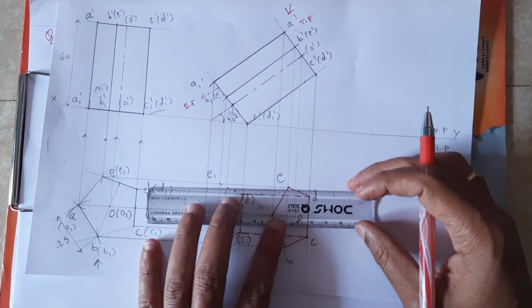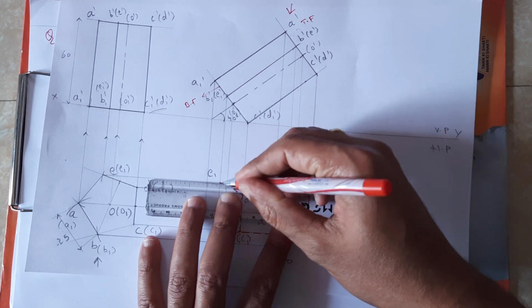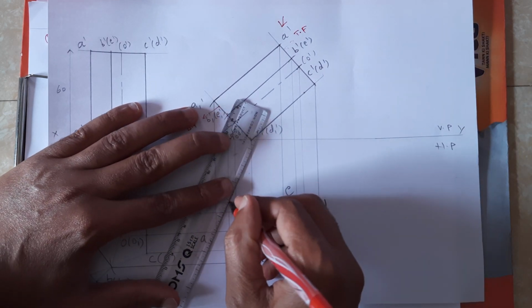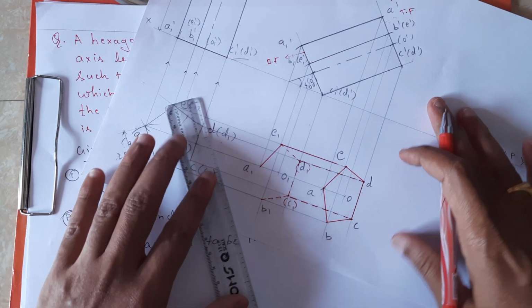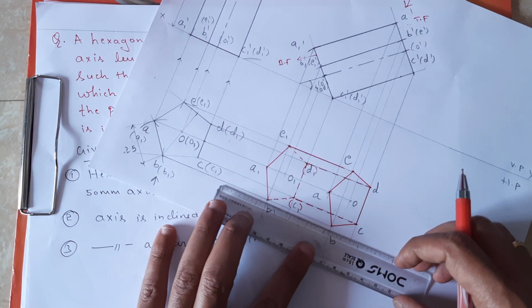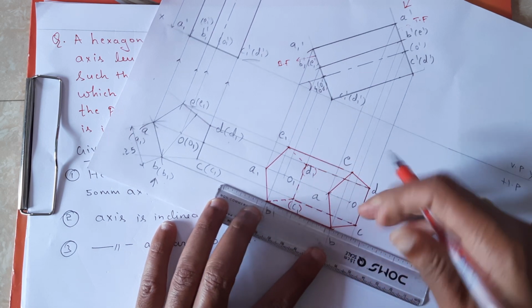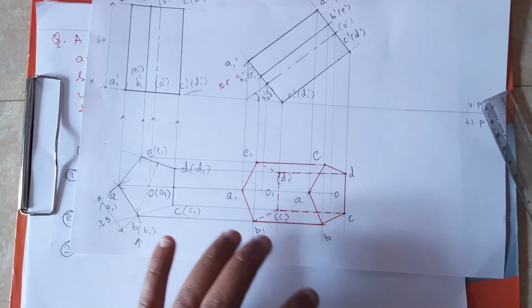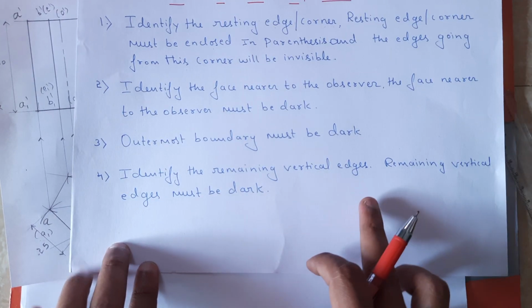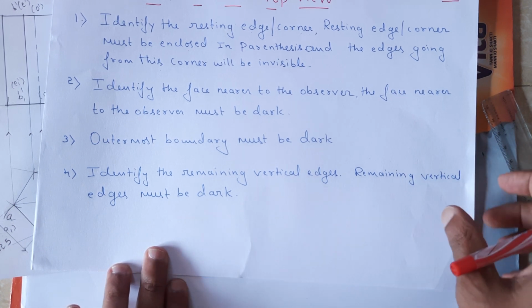Outermost boundary must be dark from E1 to E. Next, E1 to A1. A1 to B1. B1 to B. So this is the outermost must be dark. Okay, next one. Identify the remaining vertical edges. Remaining vertical edges must be dark.